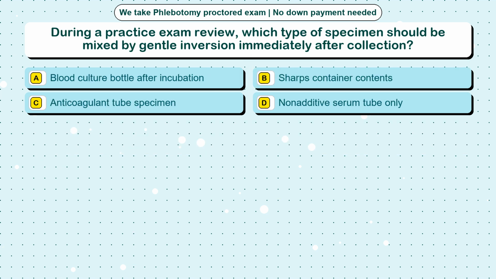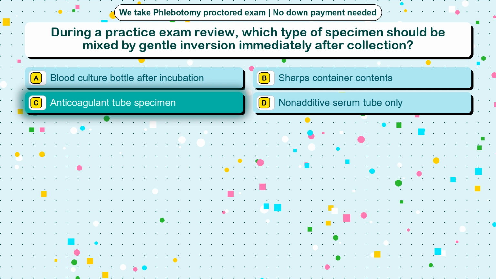Question 57. During a practice exam review, which type of specimen should be mixed by gentle inversion immediately after collection? Option A. Blood culture bottle after incubation. Option B. Sharps container contents. Option C. Anticoagulant tube specimen. Option D. Non-additive serum tube only.